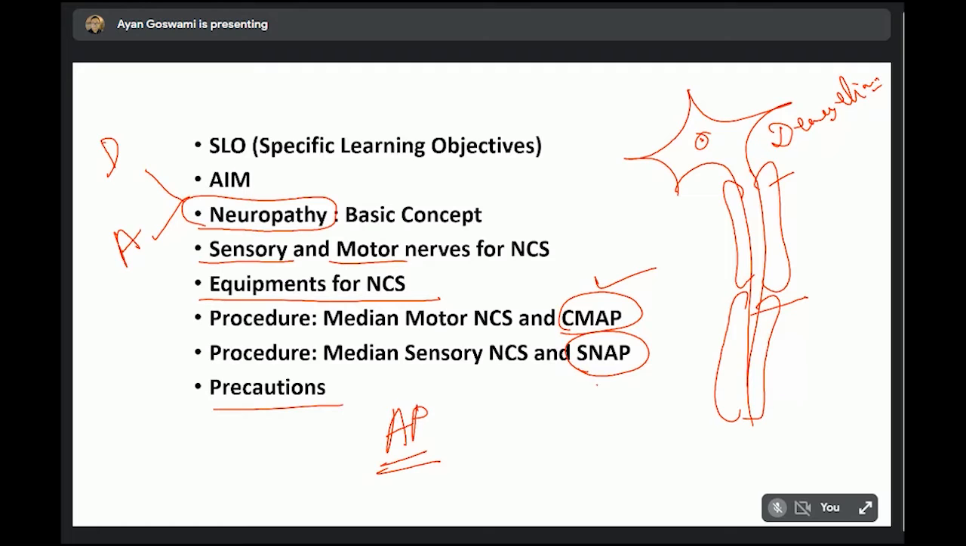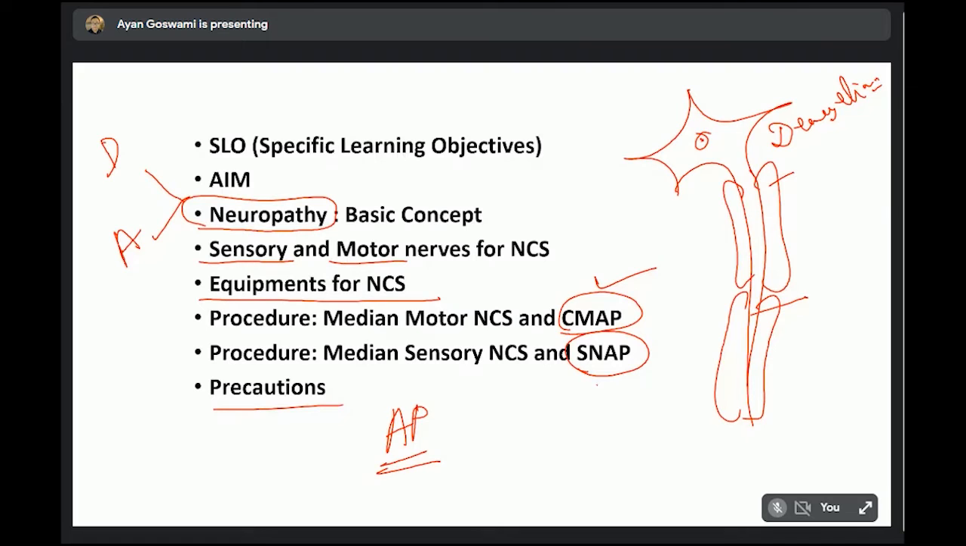Okay. The concept of neuropathy is clear to you. Simply consider a neuron, axon, and its myelin sheath. Once myelin sheath is damaged, we call it demyelination. And when axon is damaged, we call it axonal neuropathy. So neuropathy is mainly of two types, and in physiology, we will be looking at neuropathy with these two arms. One is demyelination neuropathy and another is axonal neuropathy.